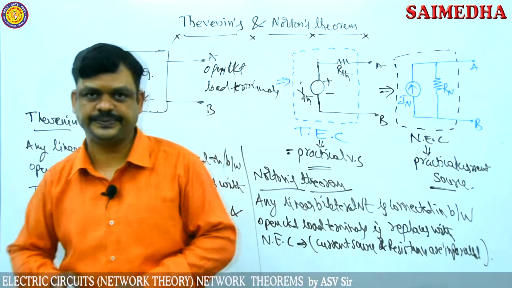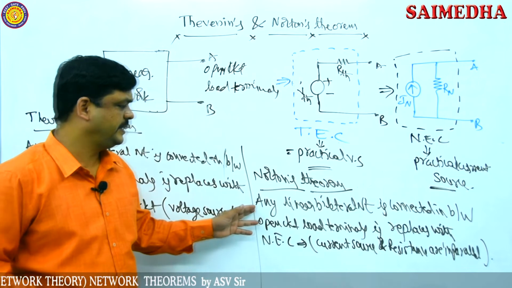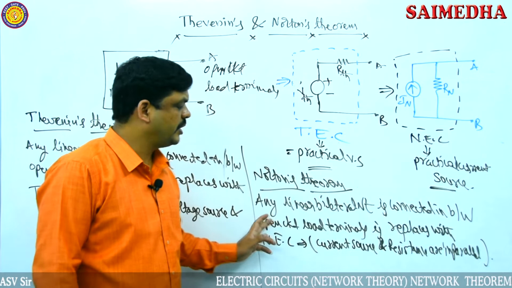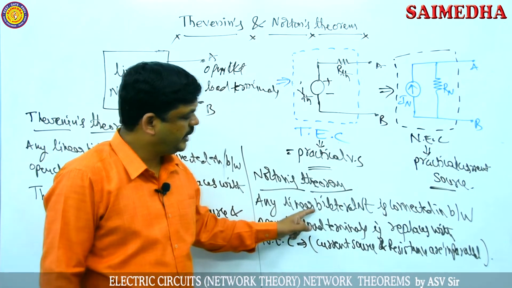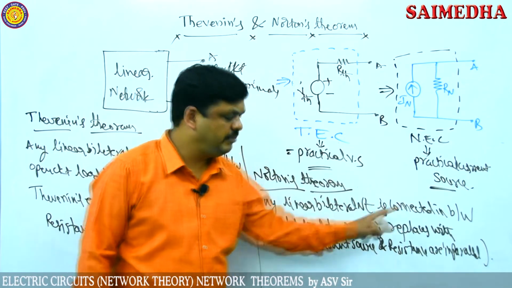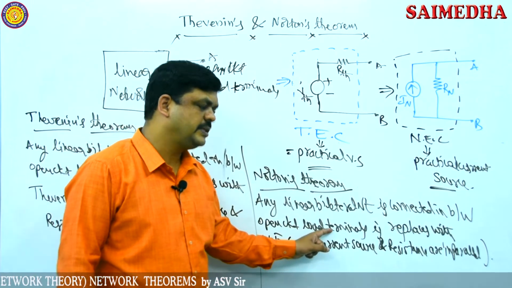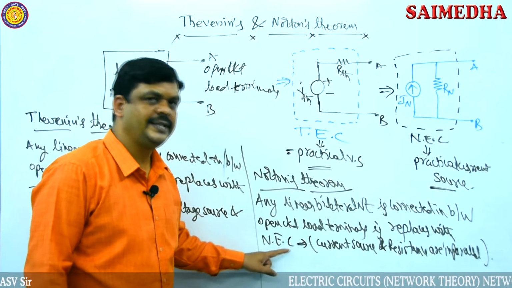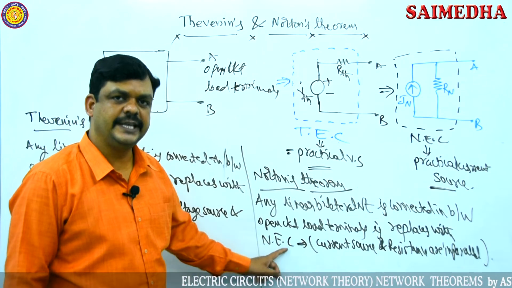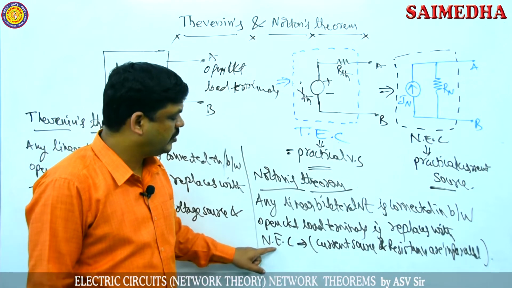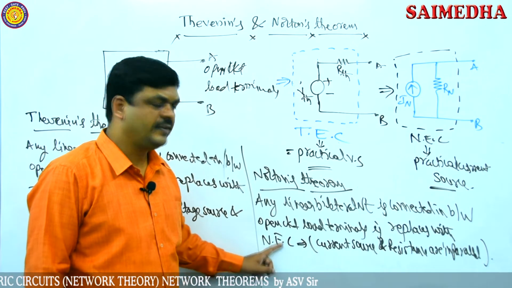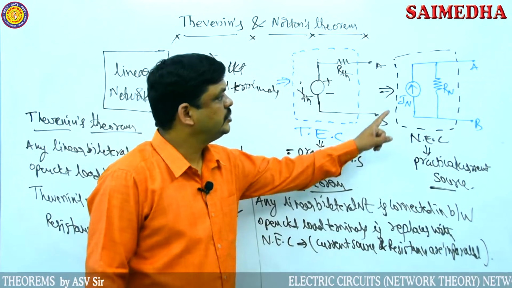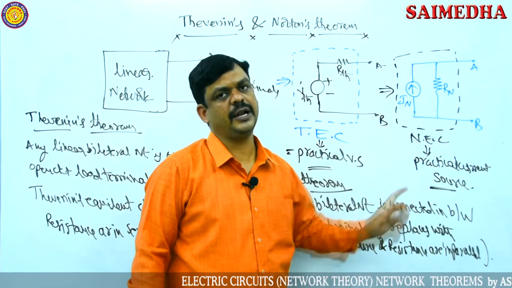Similarly, Norton's theorem. The statement is like this: any linear bilateral network connected in between open circuited load terminals is replaced with Norton's equivalent circuit. I wrote here NEC, which is nothing but Norton's equivalent circuit. This Norton's equivalent circuit consists of one current source and one resistance in parallel combination.